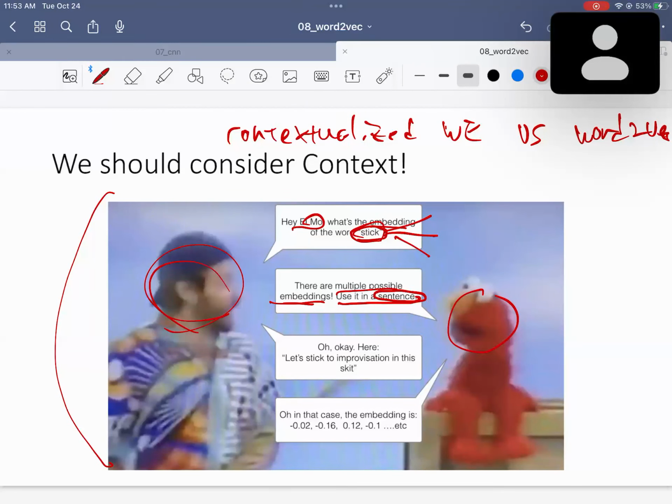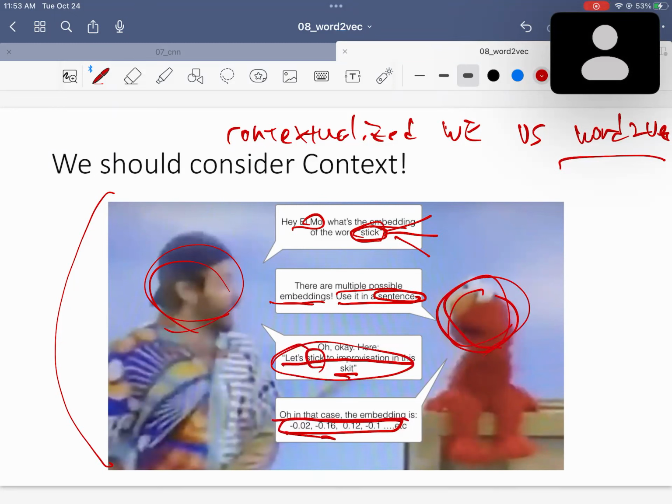So here, this guy says, okay, let's stick to improvisation in this skit. The word stick here is used as sticking to the original plan, right? So in this case, the embedding is this. This ELMo is way more linguistically intelligent than word2vec, because word2vec can only capture one meaning at a time because it's fixed. But if the model can accept an example sentence where the word is used, then it can give back a more appropriate, more informed embedding for this particular word stick.